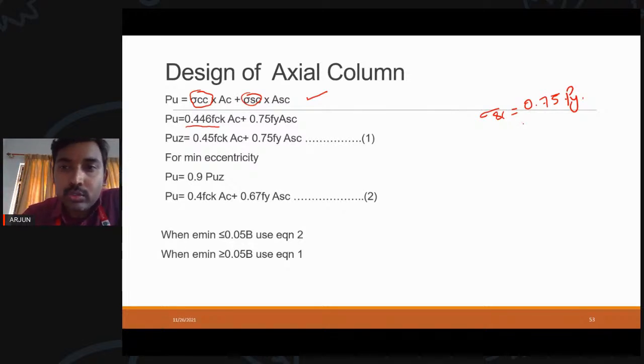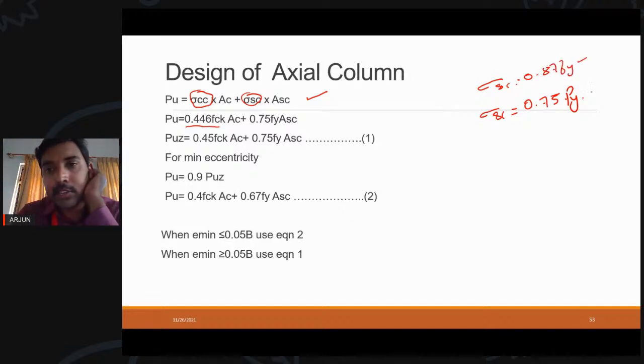Generally in case of bending, we were considering sigma sc as 0.87 times fy as the design strength, but in case of axial compression it will be 0.75 times fy, which is multiplied by the corresponding cross sectional area of the compression reinforcement to give the compression carrying capacity of the steel. The compression load will be shared by concrete as well as the steel reinforcement, so to get the total compression carrying capacity of the column, we take the summation of the compression carrying capacity of the concrete and that of the steel.